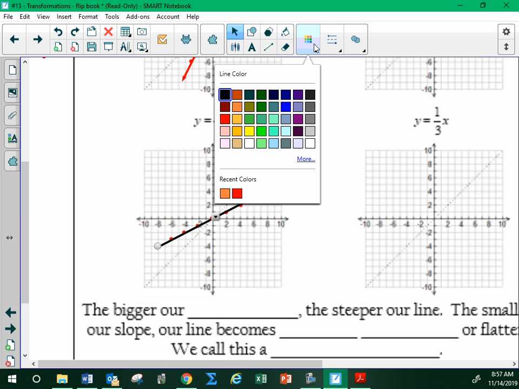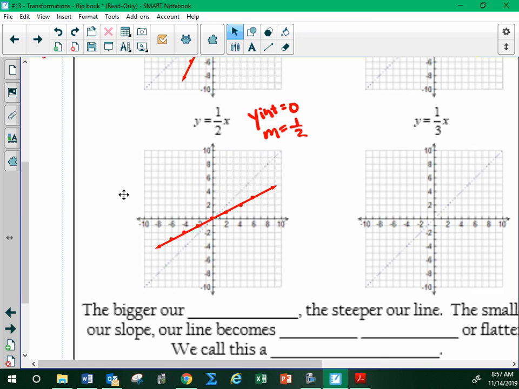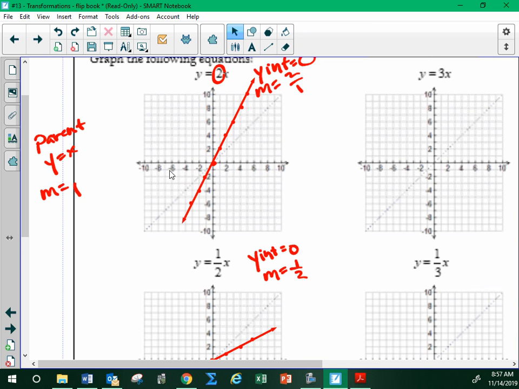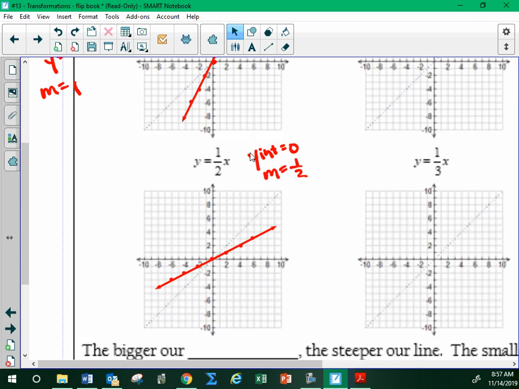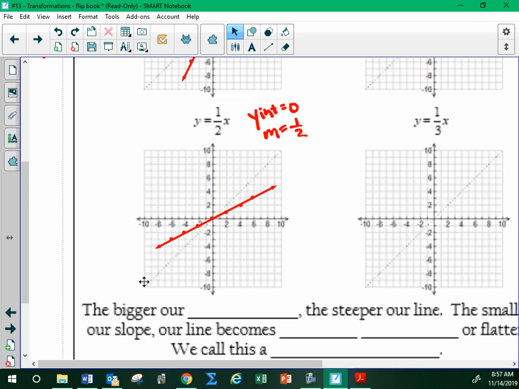All right. So above we had my slope was bigger, it got more steep. Here my slope is smaller. Compare that to our parent graph. Compared to my parent graph, it's less steep or flatter, right? It doesn't go up as fast.